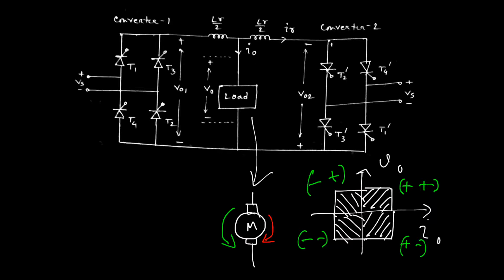and this current can be high in magnitude, which can be limited by the current limiting reactor, that is LR. So this is all about the three modes of operation for the dual converter. Now let me discuss the waveforms.